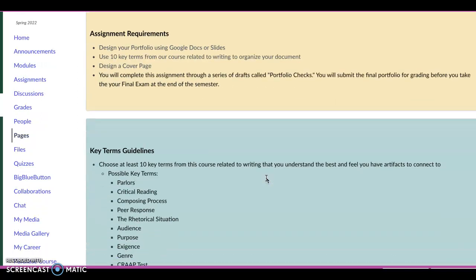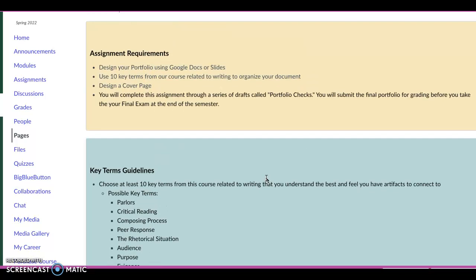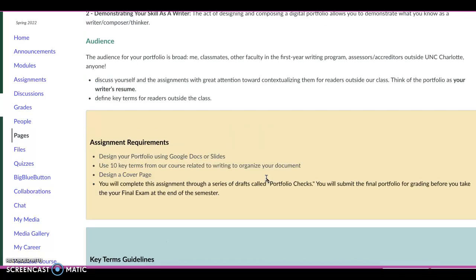about the assignment. Okay, so this is very similar. It's actually an extension of what you did for the midterm portfolio. And if you are satisfied with what you did in the midterm portfolio, you can use one or both of those key terms and artifacts and explanations that you used for the midterm reflection as one or two of your 10 key terms for this assignment.